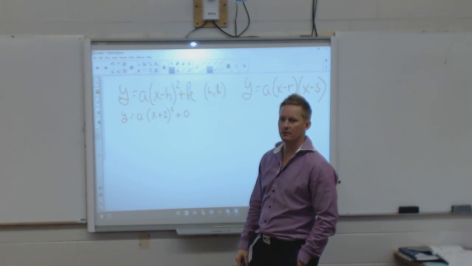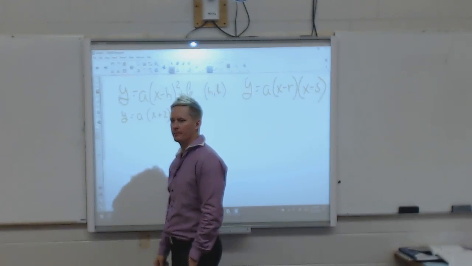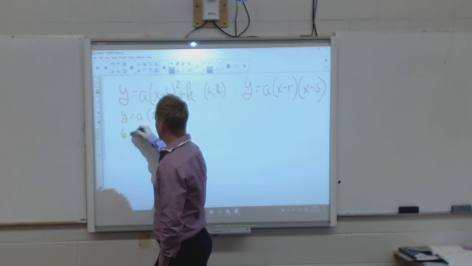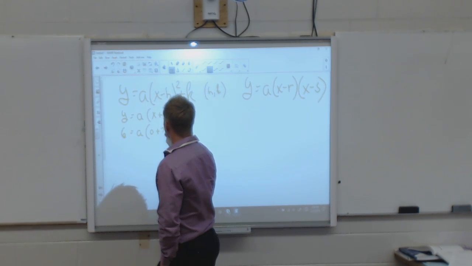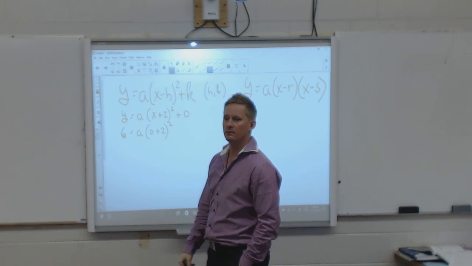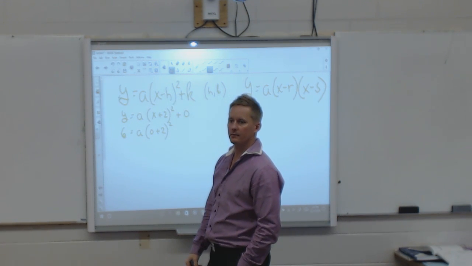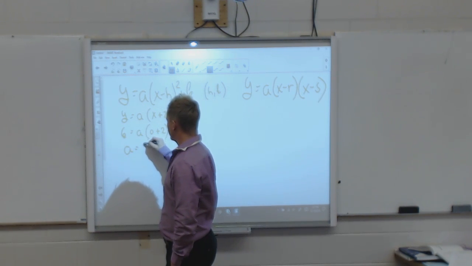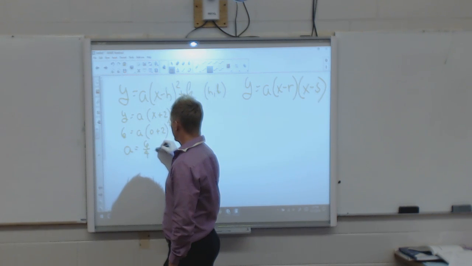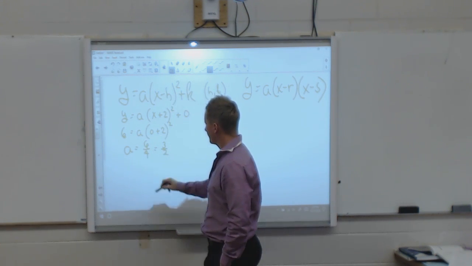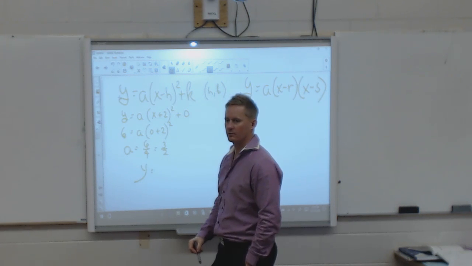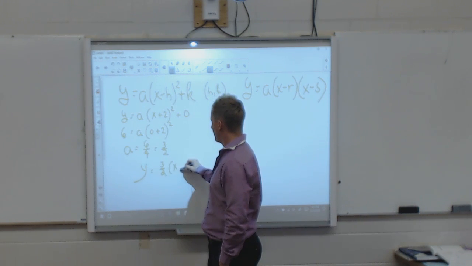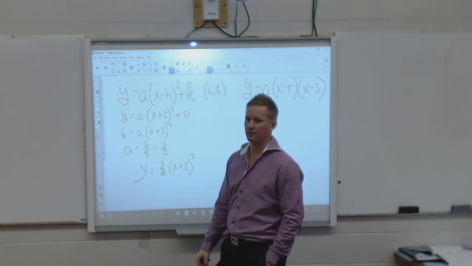The y-intercept. Okay, so let's use it. What's the y-intercept? 0, 6, 0 and what? 6. So I put 6 here equals a, 0 plus 2 squared. Right? What's 2 squared? A is equal to 6 over 4, which is equal to 3 over 2. So what's my equation for this function? Y, or f of x, equals 3 over 2. Okay.